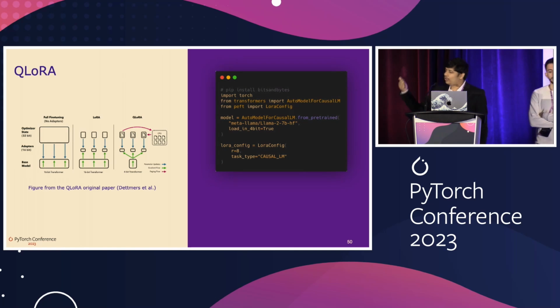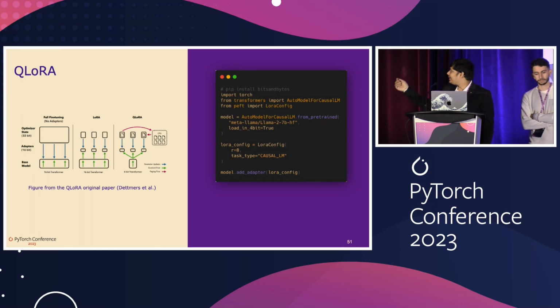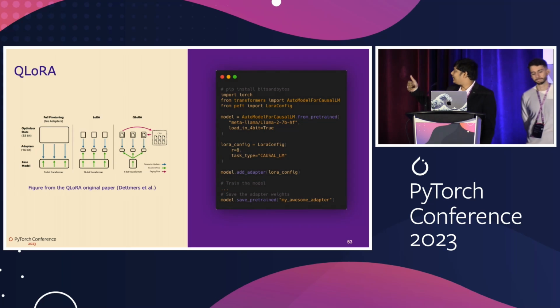Next, we create the LoRA config, and then we add the adapter or insert the LoRA layers using the LoRA config. That's it. So this enables anyone to use QLoRA, and it is super convenient. You train it as usual, and then save the adapter weights.